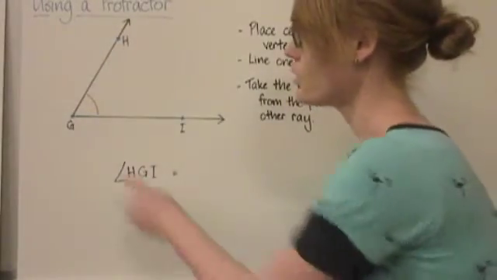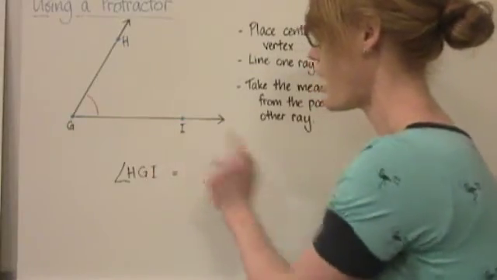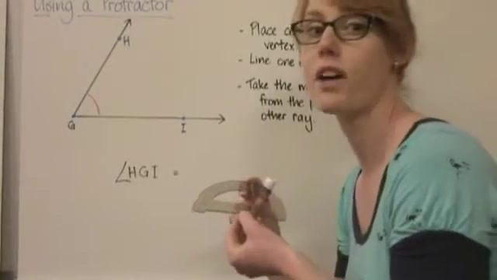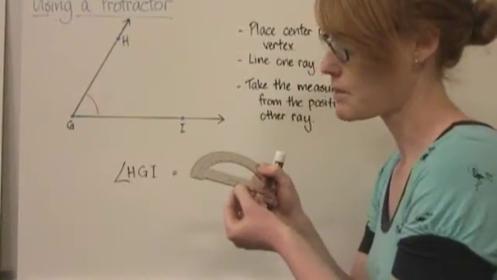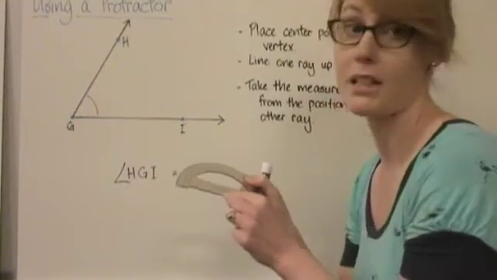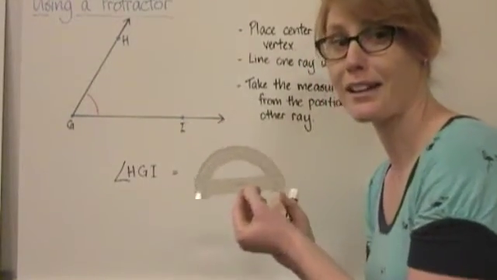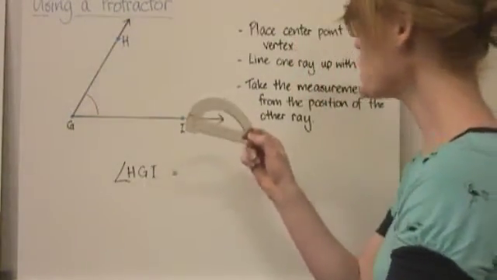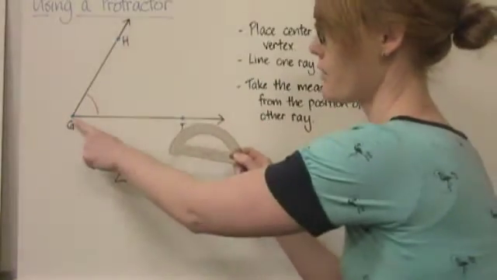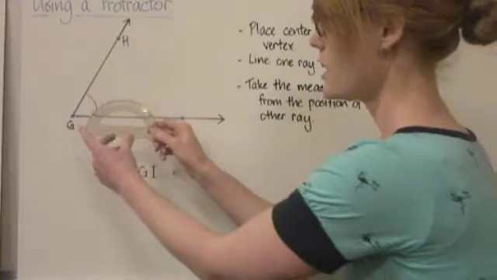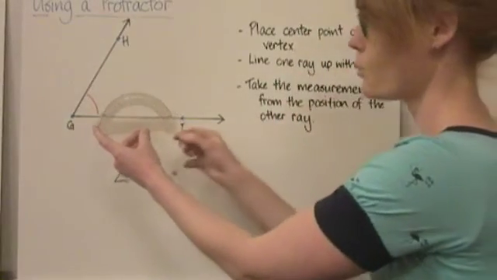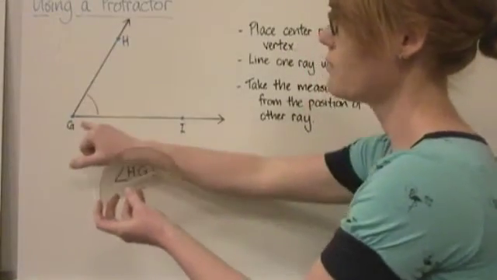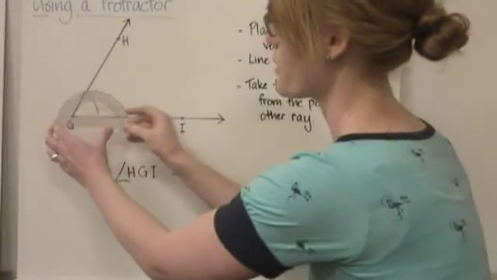So here we have an angle G, or angle HGI. And to measure it, on your protractor you'll find a center point that is marked by either a little hole or maybe a line like this one. You may not be able to see it clearly from where you are, but you'll have a chance to practice with these in class. So what I do is I place this center point on my vertex, and then I line one ray up with 0, and there's a 0 on both sides, so it doesn't matter which ray you use. In my case, I'm going to use this ray and line it up with 0.